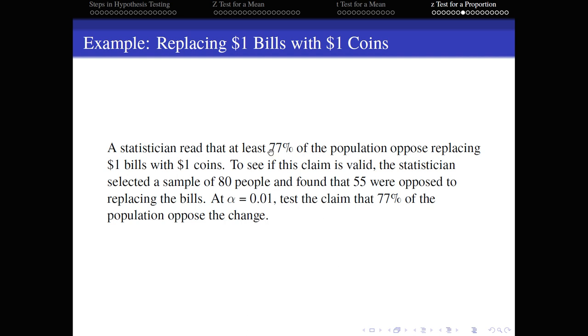Looking to see at least 77% of the population oppose replacing bills with coins. Now, the statistician sampled 80 people and found 55% opposed at alpha equals 0.01. We want to see if this is true. That is, somebody said it was 77%. We aren't sure if we believe them or not, so we went out and collected data to test if that's true or not.